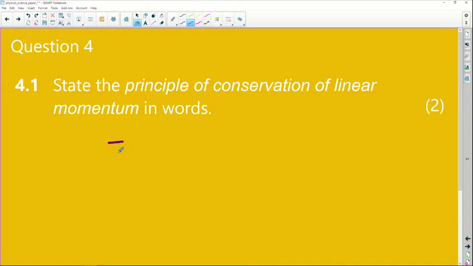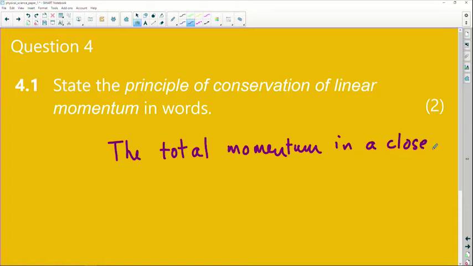Now, this is just a definition, and the definition for the principle of the conservation of linear momentum in words says the total linear momentum in a closed system is constant. Right, so let's unpack this statement. The total momentum in a closed system is constant.